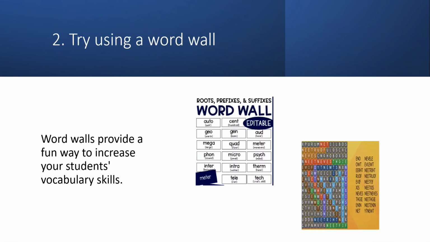Second, try using a word wall. A word wall encourages kids to focus on learning new words. Word walls are easy to create. Simply type or handwrite a list of words in large letters and hang them up on a bulletin board or a wall where students can see it every day. Be sure to add new words throughout the year so that your students deepen their knowledge of unknown words and their meaning.